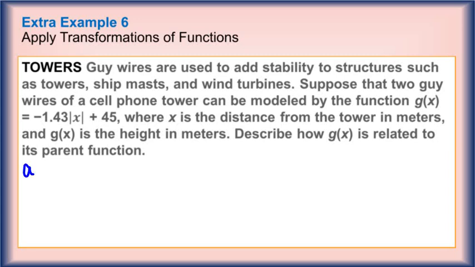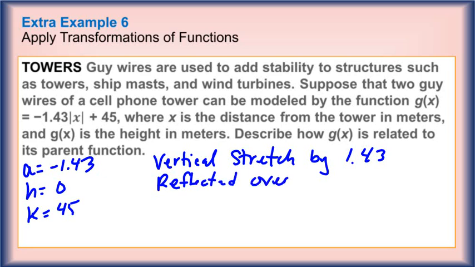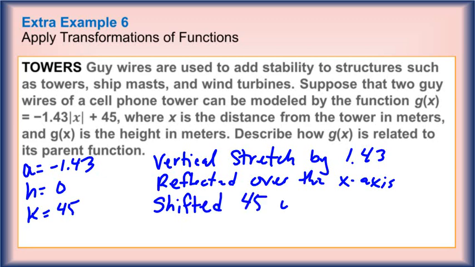So the first thing, our a is negative 1.43, our h is 0, and our k is a positive 45. Since it's on the outside of our absolute value, this is a vertical change. And the absolute value of 1.43 is 1.43, which is greater than 1. So this is a vertical stretch by 1.43. It is reflected over the x-axis because the negative is affecting our y, and it's shifted 45 units up.